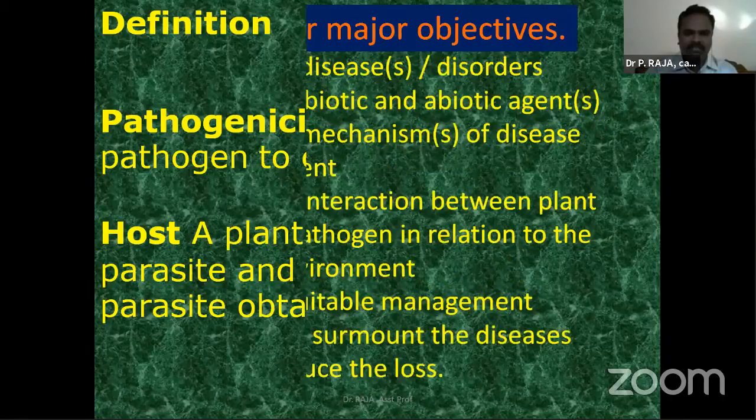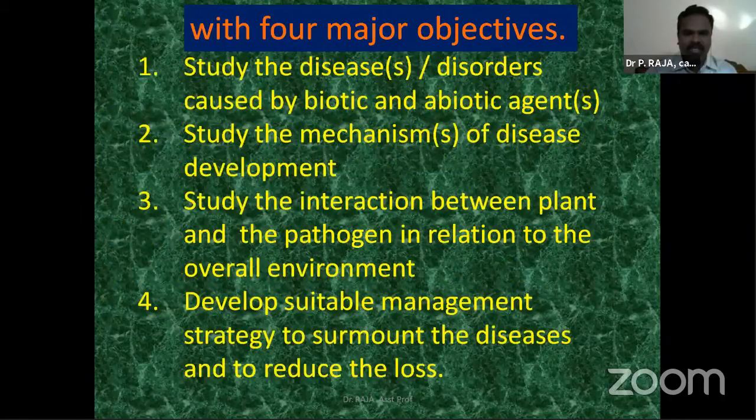The study of plant pathology has four broad objectives. First, we should study the diseases and disorders caused by biotic and abiotic agents, whether the disease is caused by biotic agents such as fungi, bacteria, virus, and viroids. And if it is abiotic, environmental factors, pollution, and other factors, we must examine them. We find out what the disease is caused by, whether biotic or abiotic.